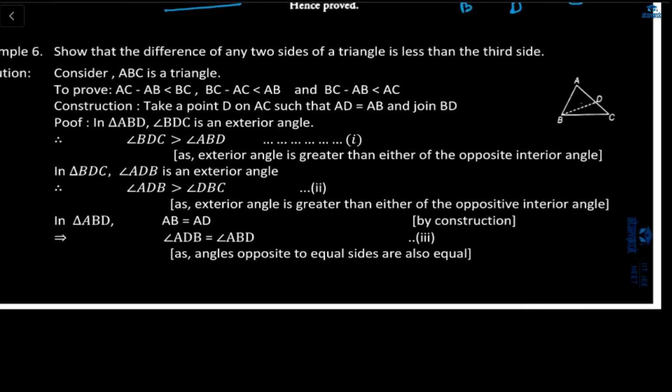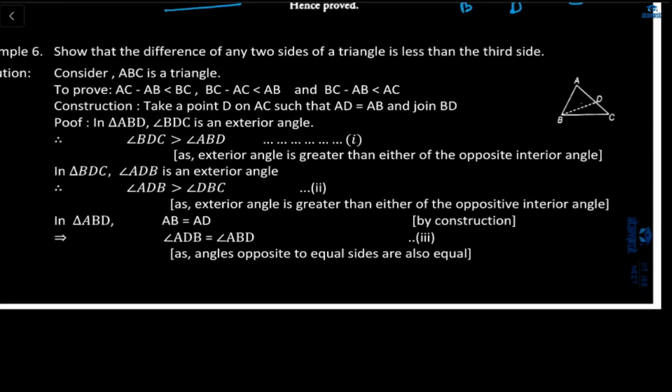Show that the difference of any two sides of a triangle. Till now we have studied that if we add two sides of a triangle, it will be greater than the third side. Now here you can treat it as a theorem or just a simple question. Show that if you take the difference of two sides of a triangle, it will be less than the third side. It will always be less than the third side.